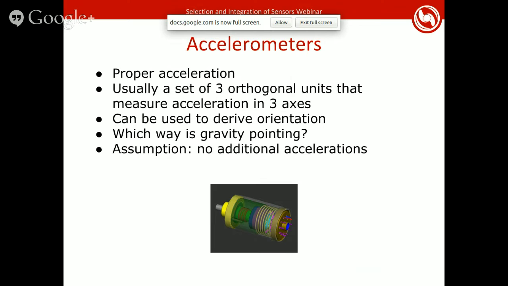The problem is that accelerometers are usually very noisy, and they don't lend themselves well to estimating your velocity. We're going to talk more about that later.